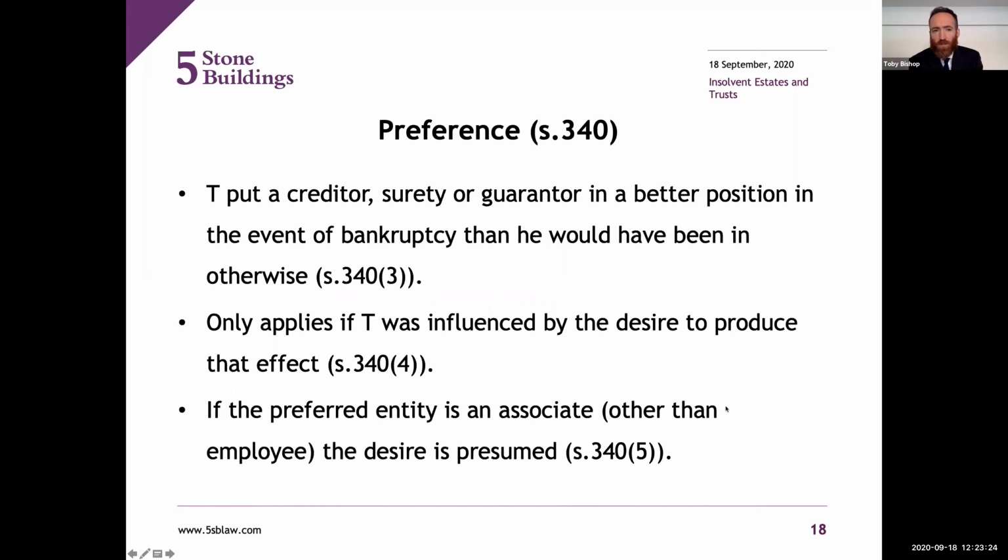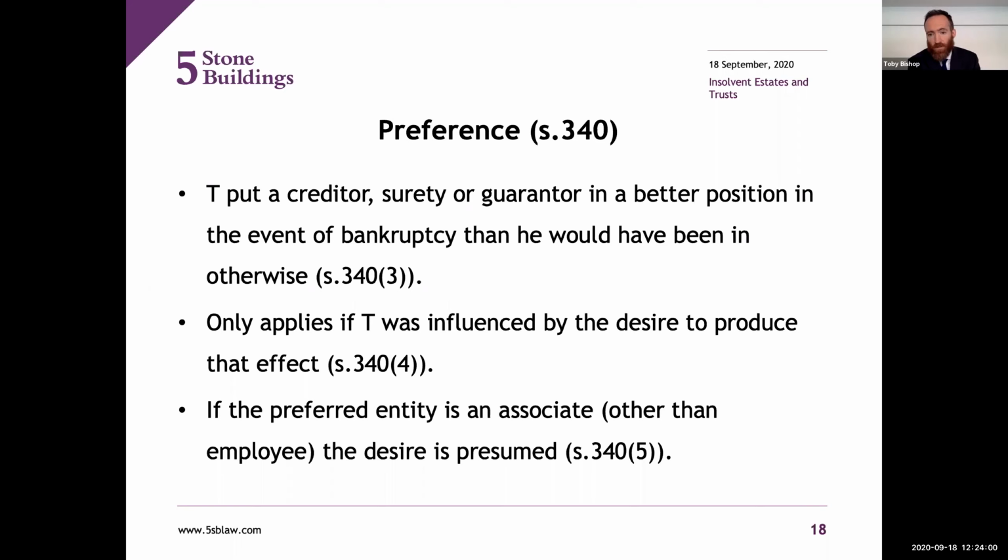A preference is, of course, different. It's where the deceased put a creditor, surety, or guarantor in a better position in the event of the deceased's bankruptcy than that person would have been in otherwise. And it only applies if the deceased was influenced by the desire to produce that effect, to put the other person in a better position. Now, that desire will be presumed if the preference is made in favour of an associate.